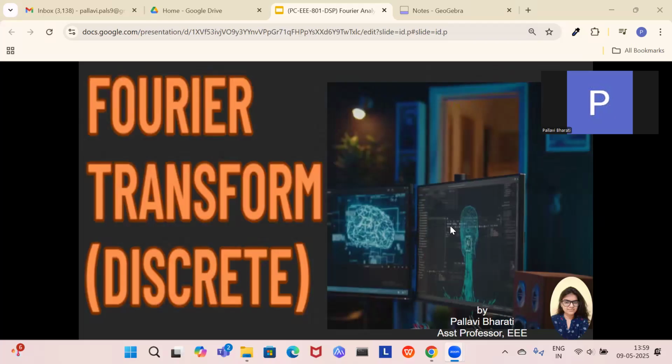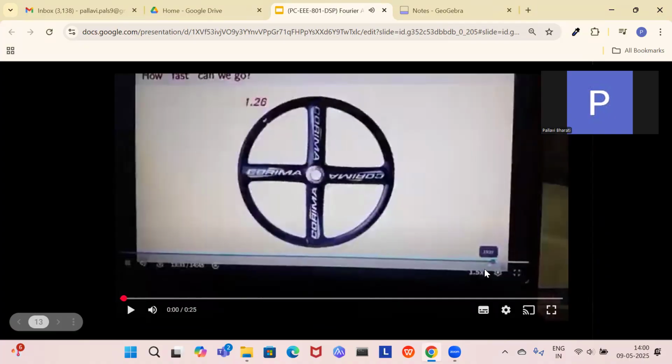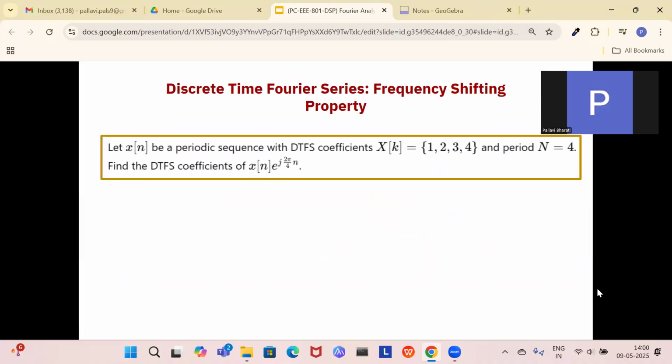Hello students, welcome to the class of Digital Signal Processing, and today we will go ahead with DTFT, the properties of DTFT. We were doing those properties of DTFT. Going ahead, today we will be doing the conjugation property, and then we will go on to the symmetry property, frequency shifting, time reversal, and differentiation in frequency. All those properties we will be doing today.